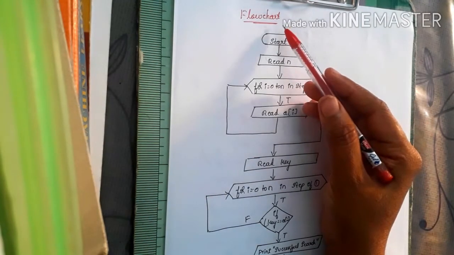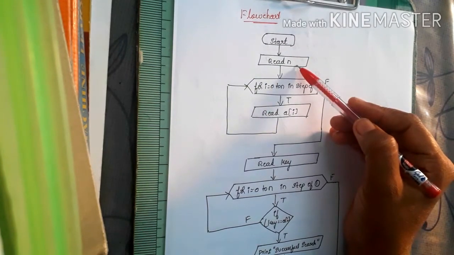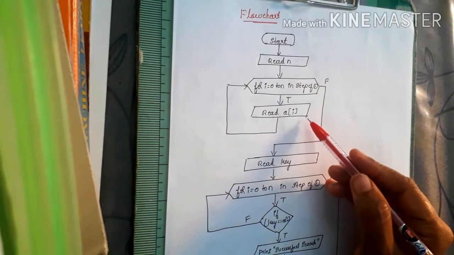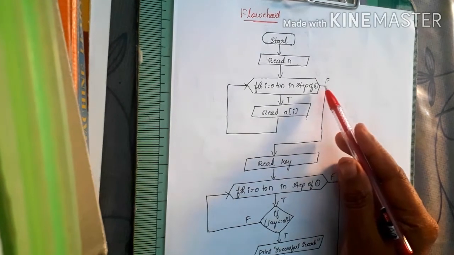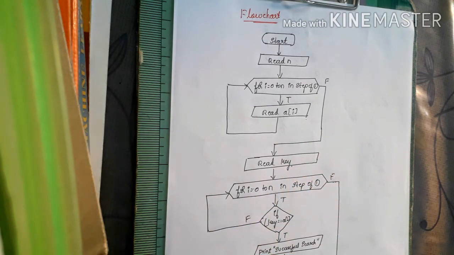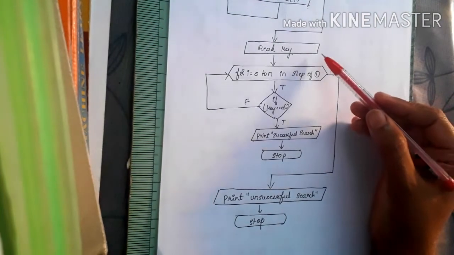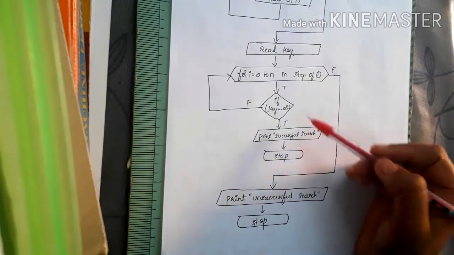This is the flowchart for this linear search program. First start, then read n, input a value for n, then read n elements to the array A using for loop structure. When this for loop condition becomes false, input a value to the variable key, that is nothing but the key element that is to be searched.